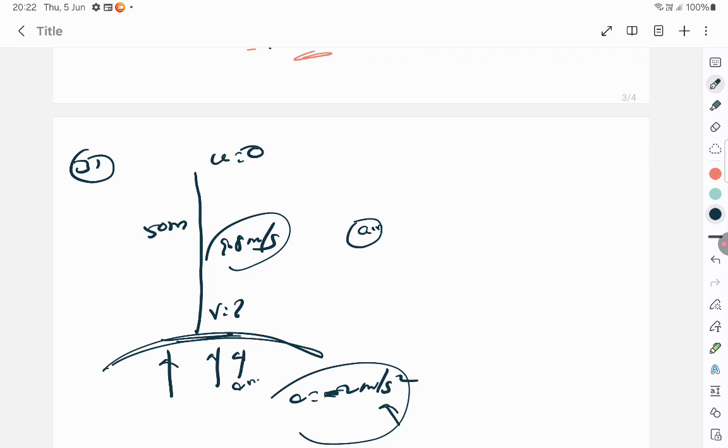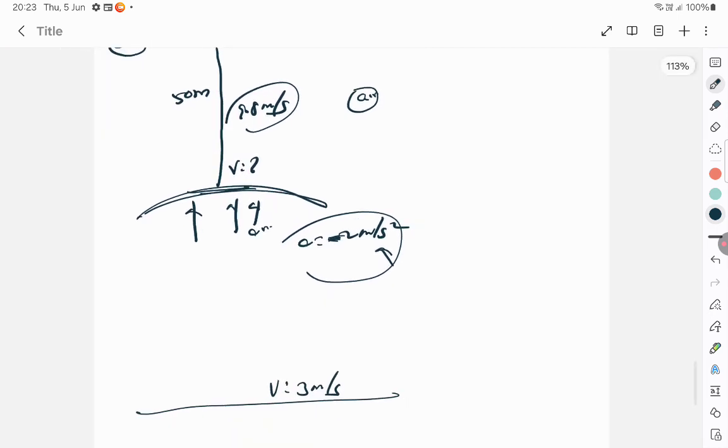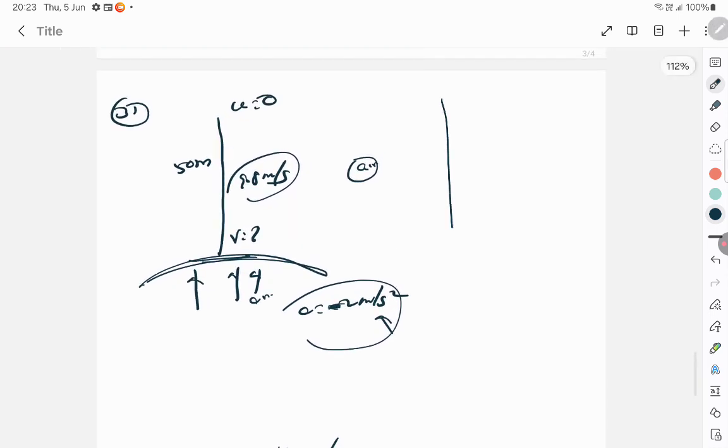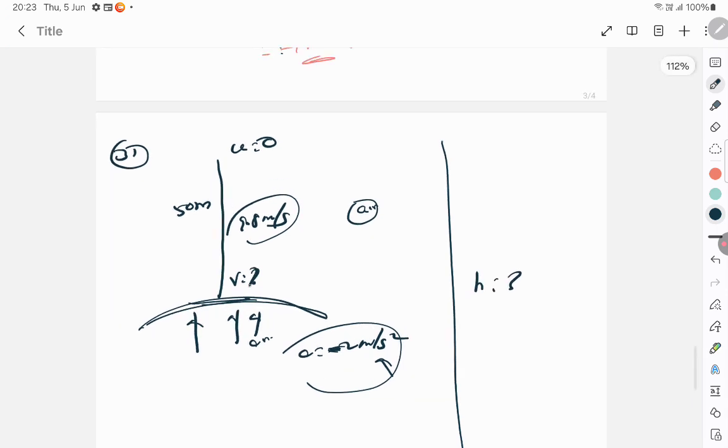Which when parachute opens, it starts decelerating with 2 meters per second square. He reaches the ground with a speed of 3 meters per second. At what height did he bail out? He is asking for this height. First come here. Here we will find this final velocity.